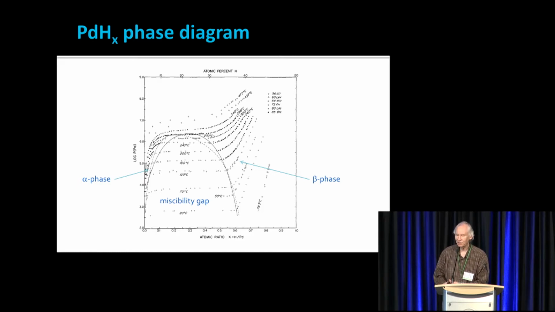But you can see at low loading there's an alpha phase, and at high loading you can see a beta phase. The question is, what the heck is an alpha phase? Well, the hydrogen goes into octahedral sites sort of randomly. God rolls dice, and there you have it.